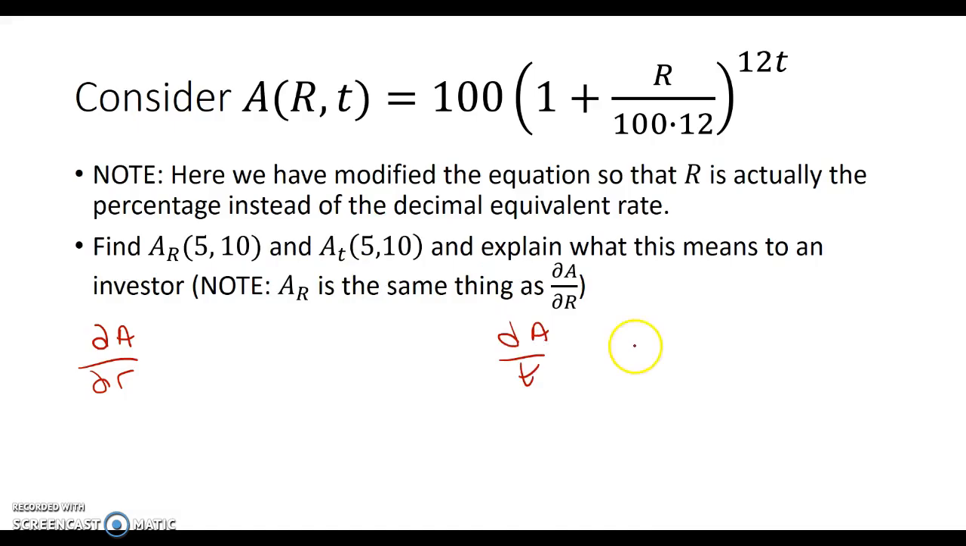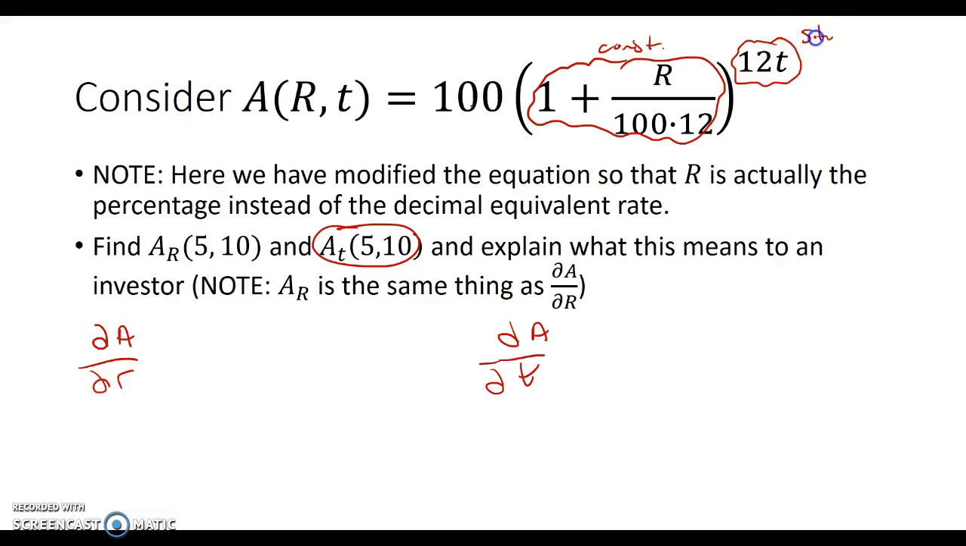Before I plug in any numbers, I'm going to take the derivatives. I'm going to do the second component first because it's a little bit easier. So what I have is 100, and I'm treating r as a constant. So if r is a constant, this whole thing right here is a constant. And then up here I have a function of the variable, so I'm going to call this stuff. So I have 100 times constant to the stuff.